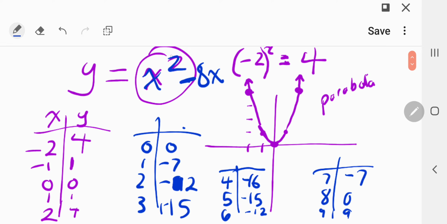So because of this squarer, you'll eventually turn around. If the squarer is positive, you'll eventually go up again. If you flip it by putting a negative sign in front of it, it'll be an upside down parabola.